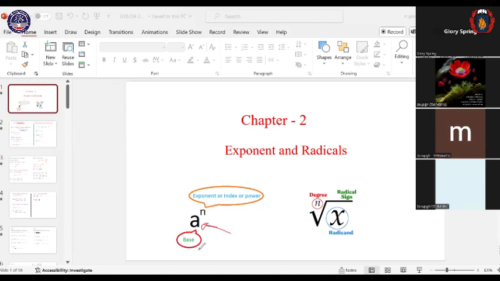As you know, exponent and radical are the topics. Exponent is about the power or index, and radical is about roots. As you know, the radical sign is what we are taking here, the radical sign.